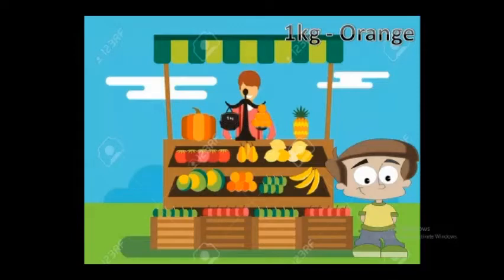Then he buys 1 kg of oranges. Now 1 kg is equal to how many grams? 1 kg is equal to 1000 grams. So the shopkeeper keeps a weighing stone on one side of the balancing pan and he puts some oranges on the other side, and he weighs 1 kg of oranges and gives it to Tom.